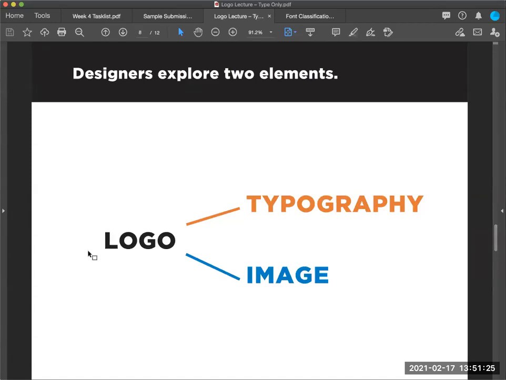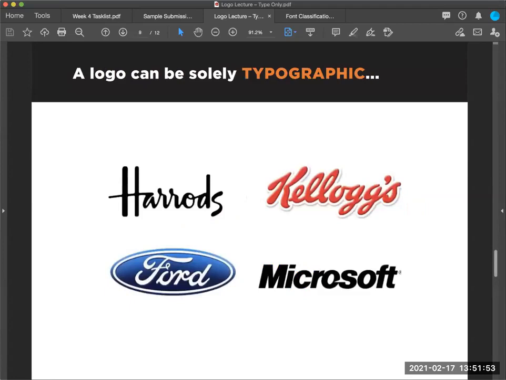So the logo, the mark, the symbol, the brand identity is made up of one or two elements. Obviously, you have type that states the name of the business, like Disney, but you can also have an image, and that image could be a symbol, an abstraction, a picture, like a mascot. Let's go to our next page.